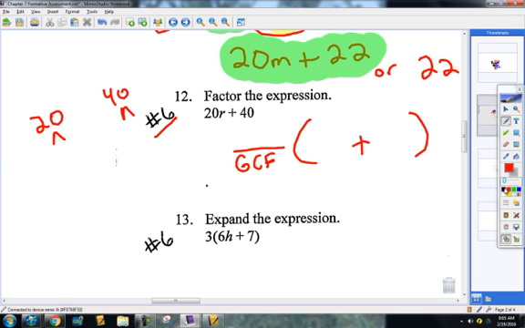So what is the GCF of those two terms? It is 20. Now, what would I multiply 20 by that would get me back to 20R? I would multiply by R. And then what would I multiply 20 by that would get me back to 40? 2. And that's your answer. That's all I'm accepting.